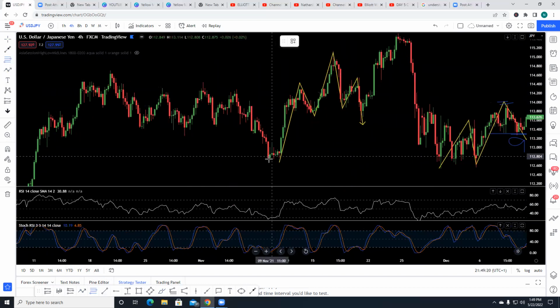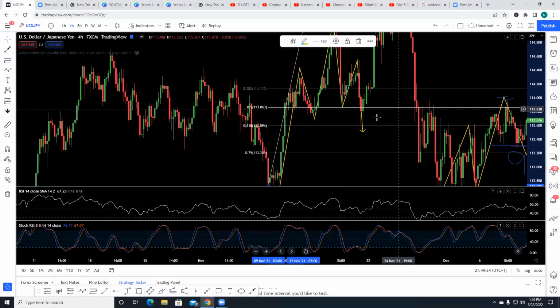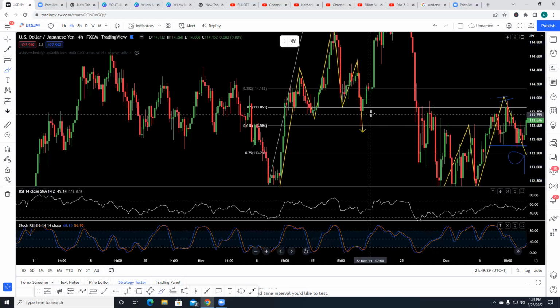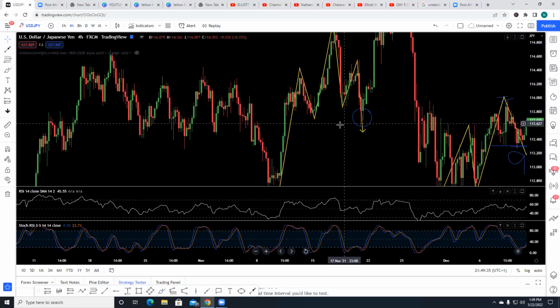First, take the fib of the first 3 waves to the upside and check whether this zigzag that is forming has ended at 50 to 61.8. Oh yes, it has ended here. That's number 1.